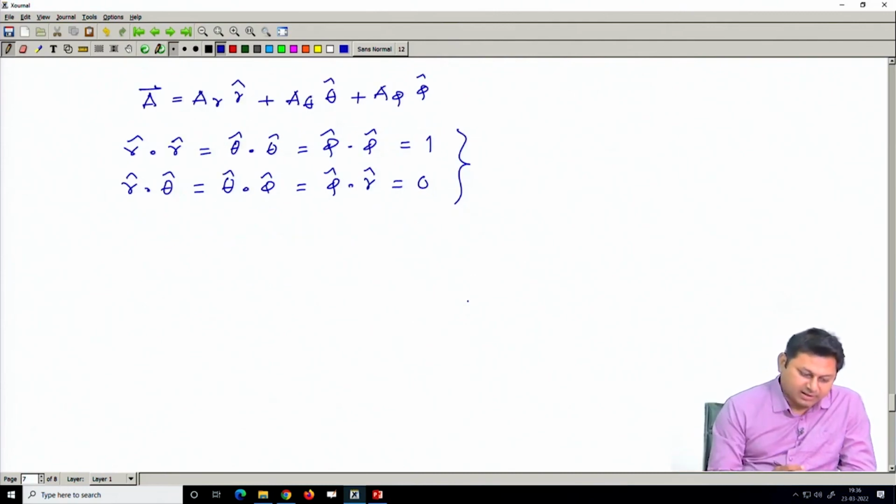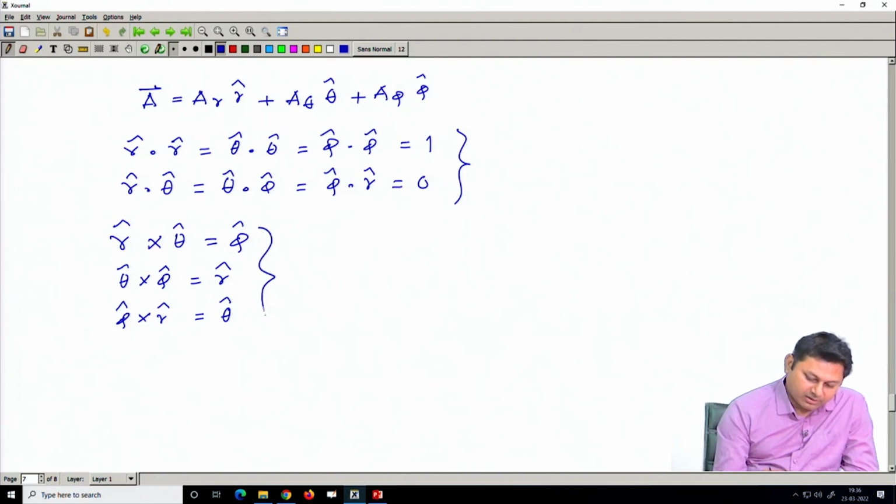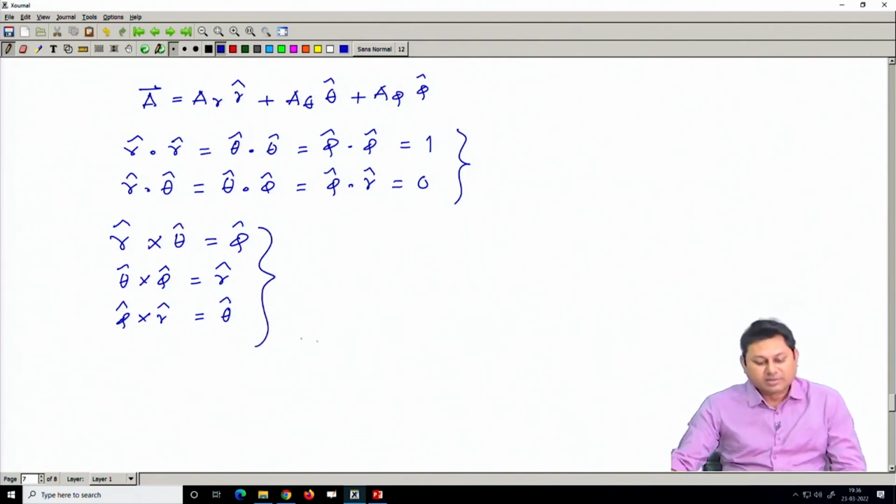Not only that, these are a right handed system. So, I can have r cross theta equal to phi, then theta cross phi equal to r, and phi cross r is equal to theta. So, they are forming a right handed orthonormal basis.